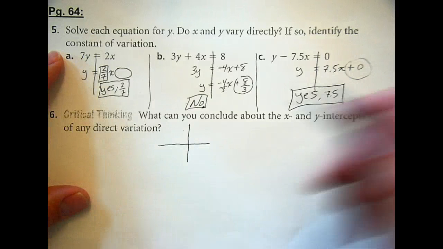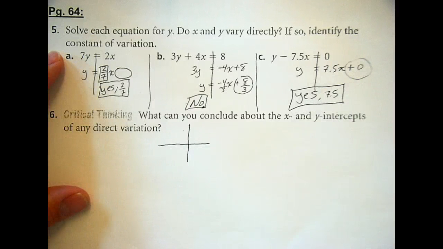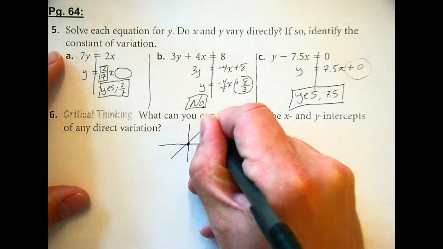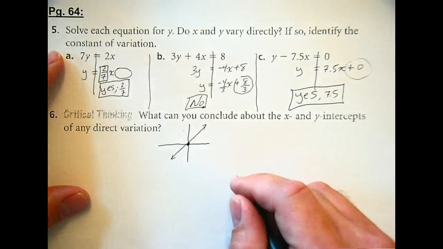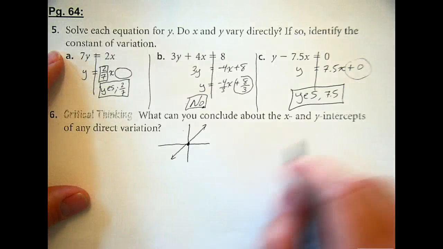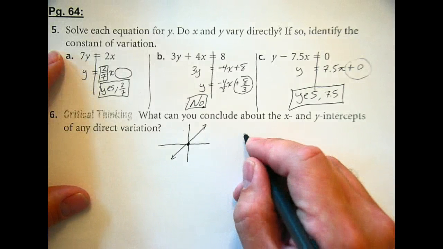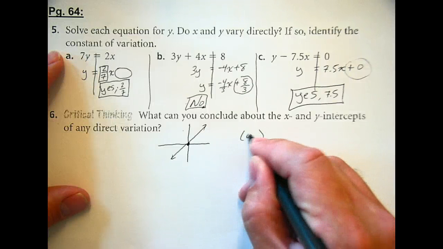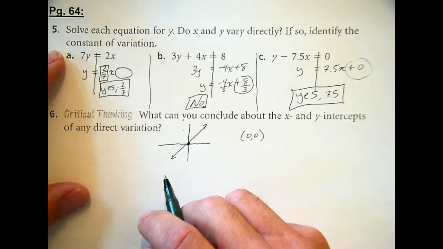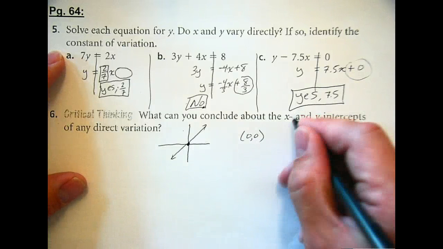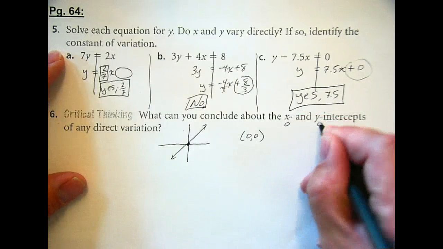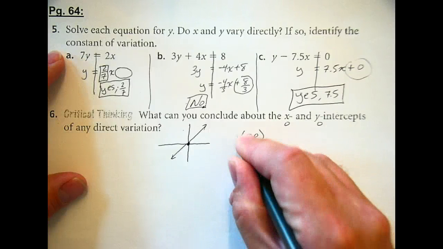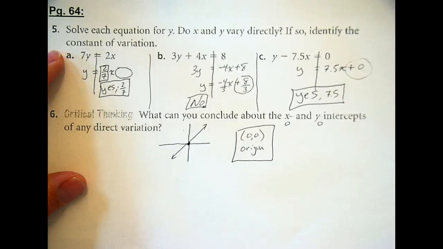It goes through a special point all the time. (0, 0). And where's the y-intercept? It's 0. And where's the x-intercept? It's at (0, 0). So it always goes through the coordinate (0, 0), as a matter of fact. And what do we call that coordinate? The origin. The x-intercept is 0, the y-intercept is 0, and it goes through (0, 0), which is the origin. Always. That's a direct variation.